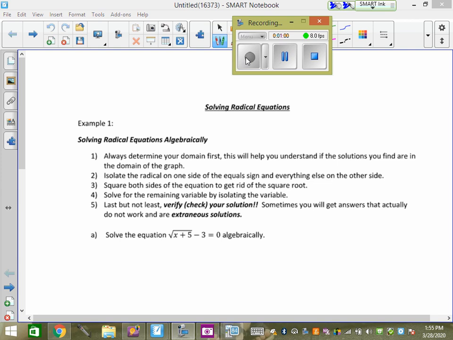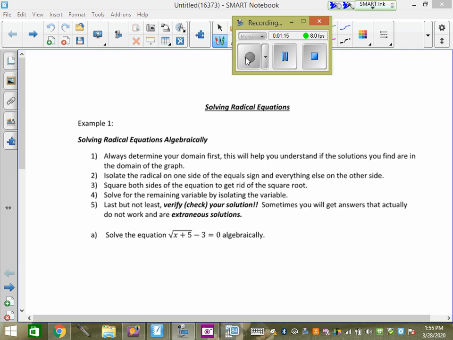Sometimes you'll get answers that actually do not work when you plug them back in. So you get an answer when you solve it, but they don't actually work. So if you forget to check for extraneous roots, for roots that don't work, you're going to give answers that are actually not there, that might be outside the domain, or they might just not work.